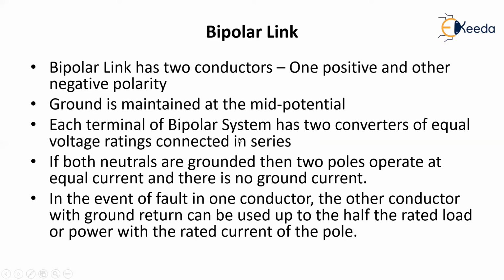Each terminal of the bipolar system has two converters of equal voltage ratings connected in series. If both neutrals are grounded, and the two poles operate at equal currents, then there is no ground current. In the event of a fault in one conductor, the other conductor, with the ground return, can be used up to half of the rated load or power with the rated current of the particular pole.